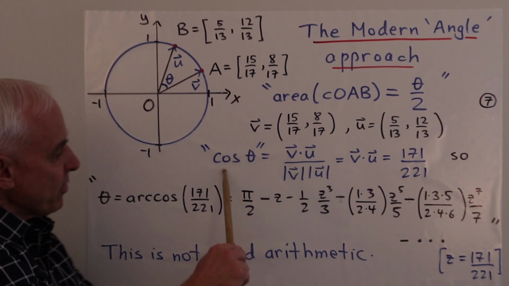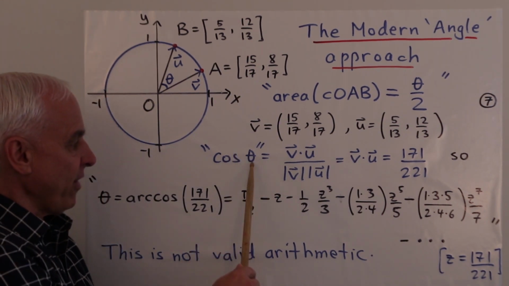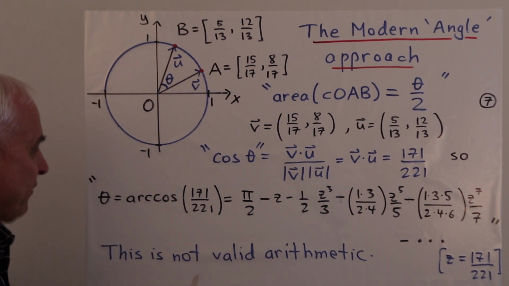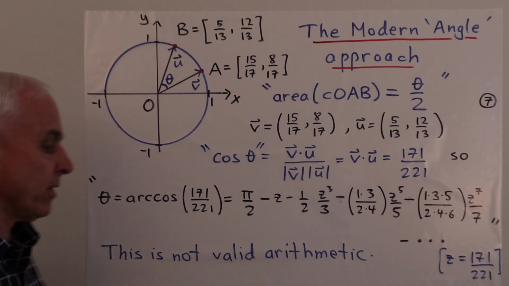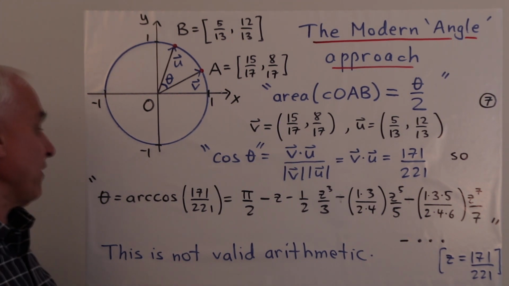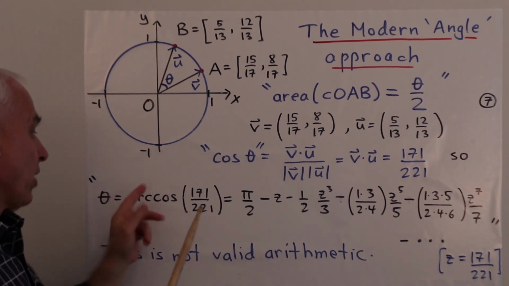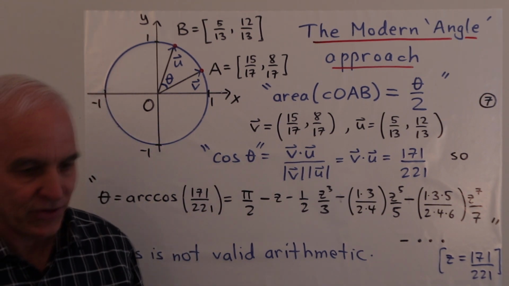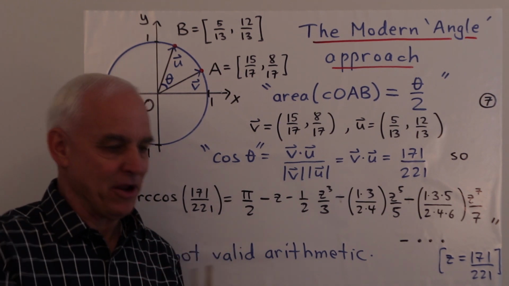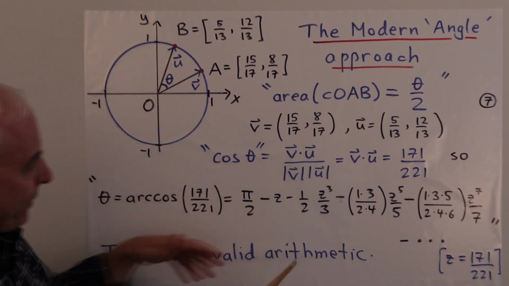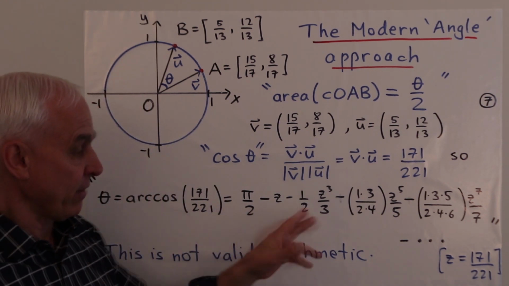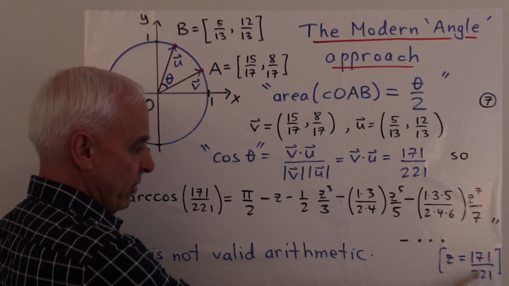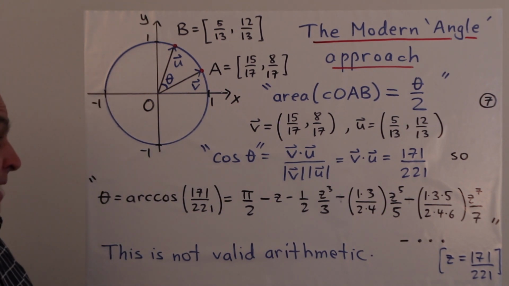But now the problem is how to unravel this to get at the theta itself. And in order to do that, we have to invoke this arc cosine or inverse cosine function. So theta is then arc cosine of 171 over 221. And now students will just know how to press the appropriate button on a calculator, but actually the official formula is something like this. If we replace the 171 over 221 with, say, z, then the formula is something like this.